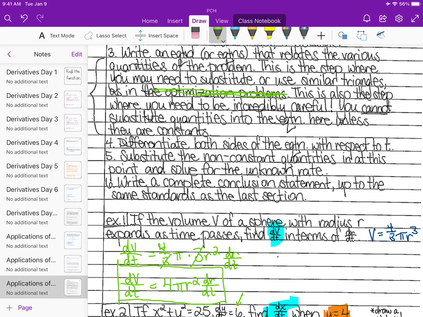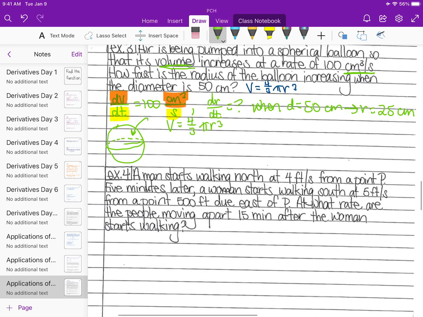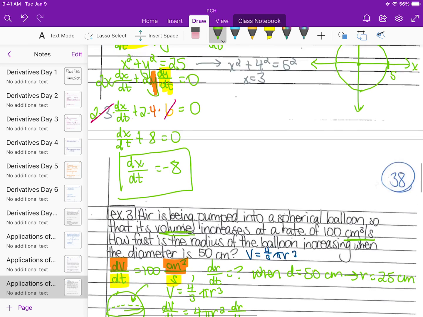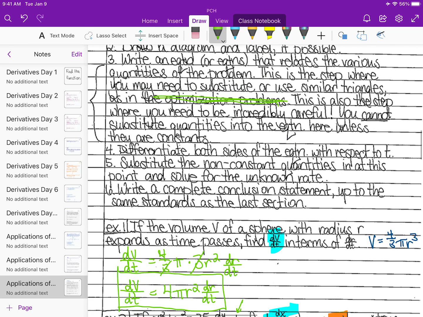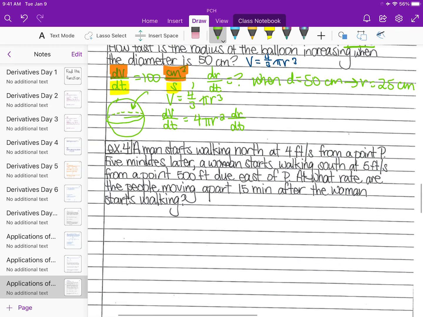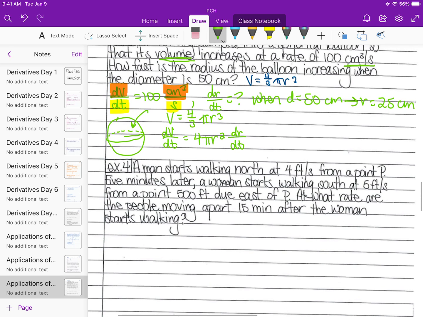Differentiate both sides of the equation with respect to t. So I need to take the derivative with respect to t. We already did this one above, so I'm not going to re-show the work on that. Okay? So take the derivative with respect to t. Substitute the numbers that are not constants and solve for the unknown rate. So 100, the change in volume, I'm going to start plugging in.